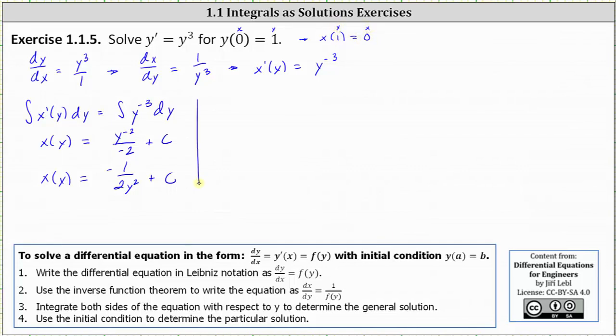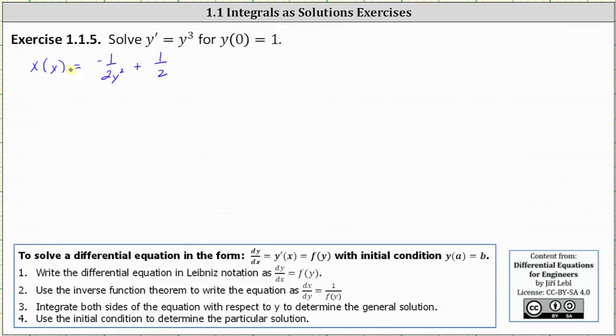To determine the particular solution, we substitute 0 for x of y and 1 for y, which gives us 0 equals negative 1 divided by 2 times 1 squared plus c. Well, this is just negative 1/2, giving us c equals positive 1/2. So the particular solution, x as a function of y, is x of y is equal to negative 1 divided by 2y squared plus 1/2. But we do want to solve this for y. Let's work on this on the next slide.